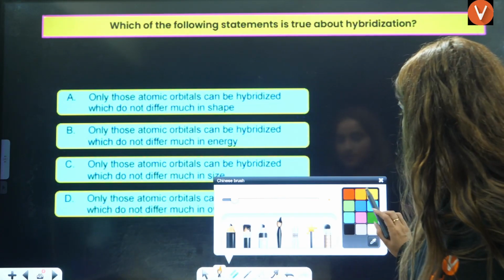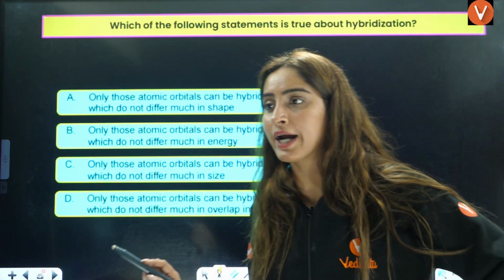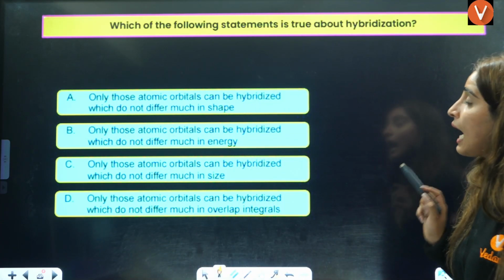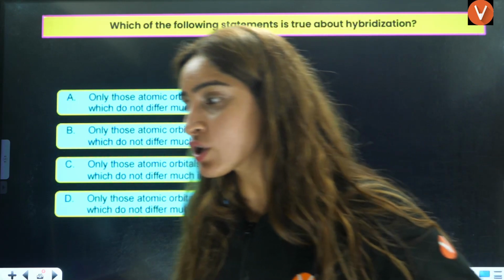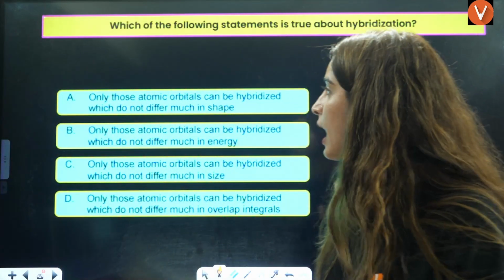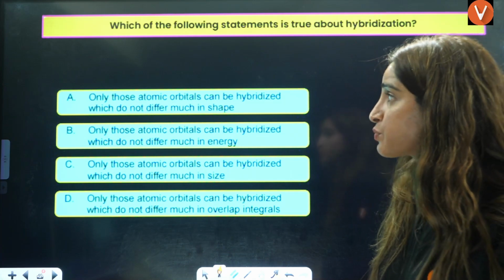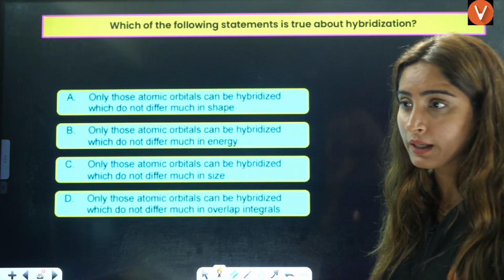Next question, guys. Everybody try to answer this. Which of the following statements is true about hybridization? Only those atomic orbitals can be hybridized which do not differ much in shape, right?